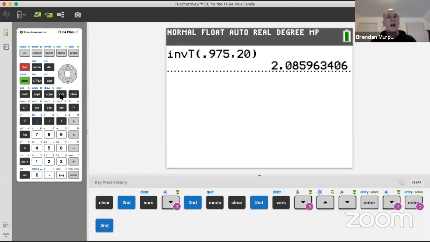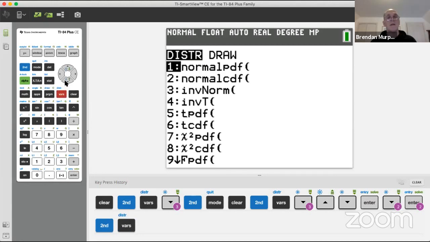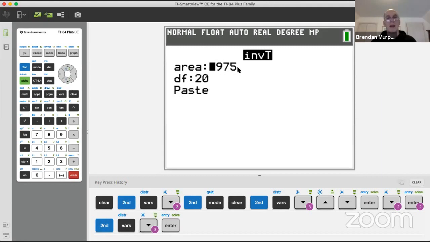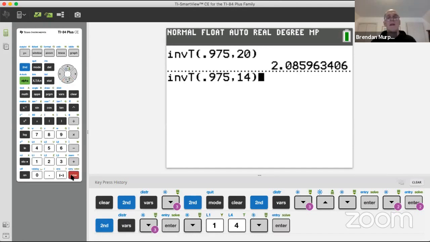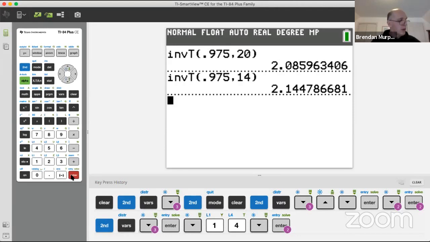So second vars, scroll down to inverse t. Again, I don't want to make the mistake of 0.95. Notice they say area, not confidence level. There's a difference. My degrees of freedom, we said was what, 14? I'll go back to my home screen. So it looks like 2.144. That's my critical t-value.